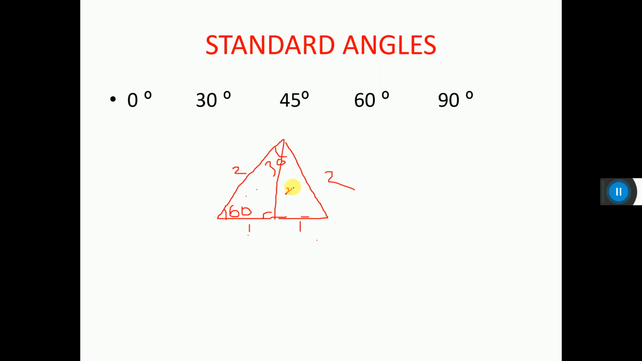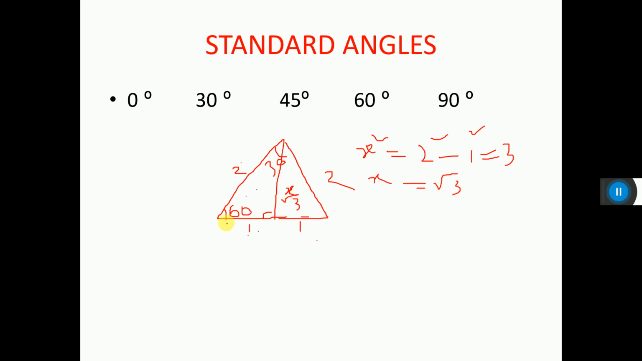Now this one, if you consider x, then consider Pythagoras theorem, x square equal to 2 square minus 1 square. 2 square minus 1 square, that is 4 minus 1, 3. Then what is the value of x? Root over 3. So put here the value of x as root over 3.